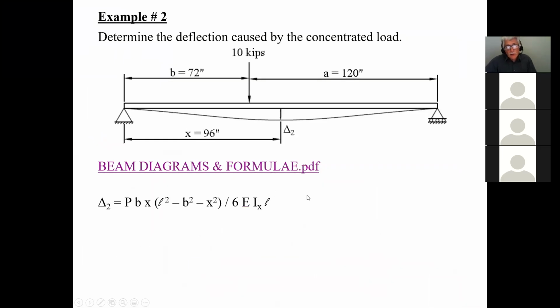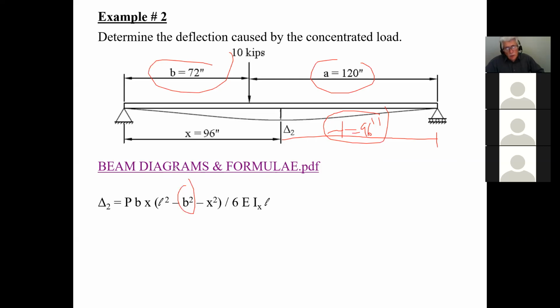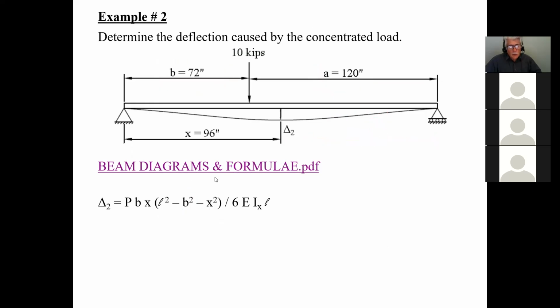So here I have exactly the same diagram, except that, like I said, this is also my X value. I'm calculating this, which is 96 inches. Now my A is greater than my X, therefore this becomes my B value, and that's the value I use here in the equation. If I do that, I am conforming to the restrictions given in that formula, and therefore I can use the formula. So that's what I'm going to do.